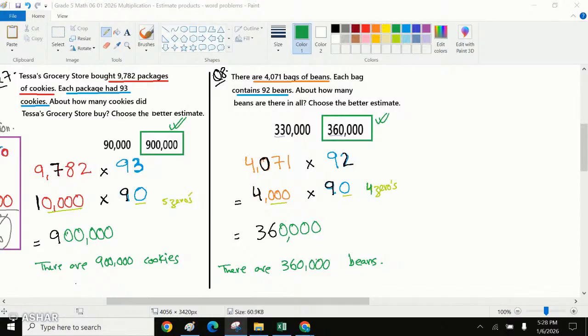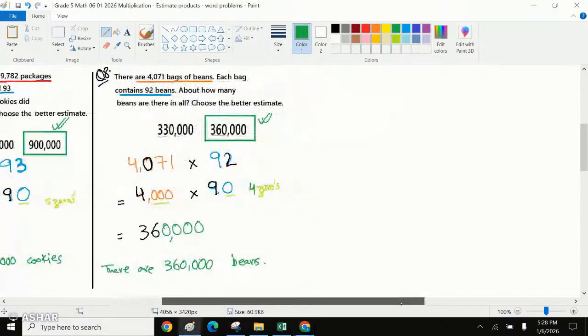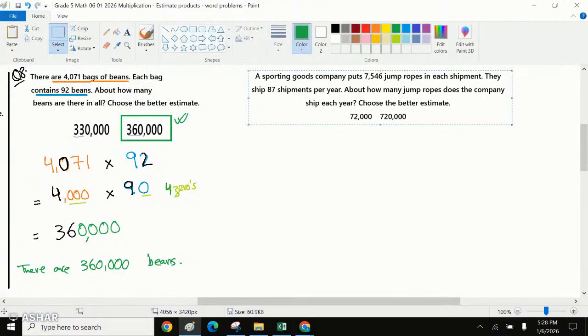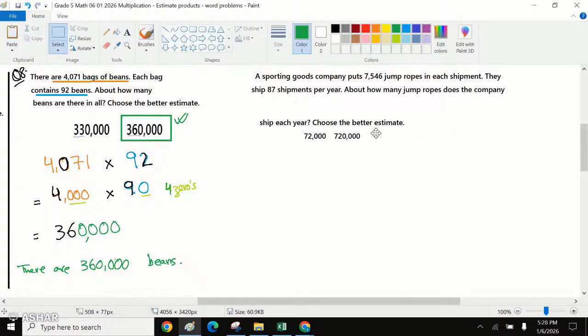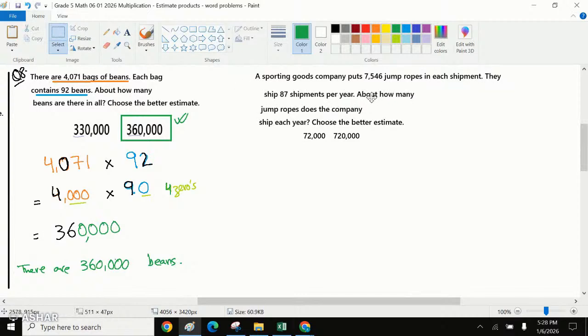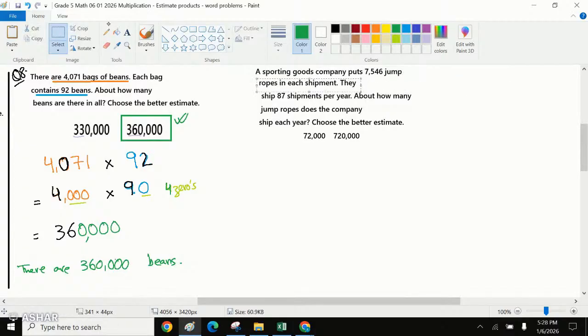We can say, I'll just copy it. A sporting goods company has jump ropes. So in the next question, what they are asking us is this statement. Let's put it down. Jump ropes. How many jump ropes? So question number 9 states that a sporting goods company puts 7,546 jump ropes in each shipment, right? So if each shipment has 7,546 ropes, okay?